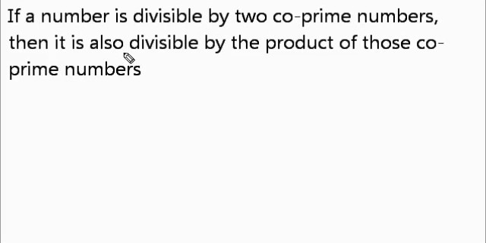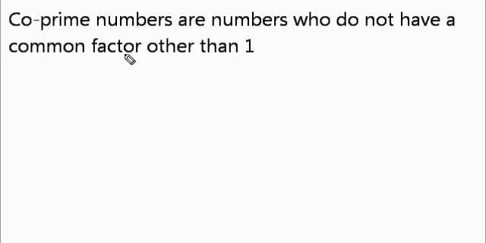It says if a number is divisible by two co-prime numbers, then it is also divisible by the product of those co-prime numbers. Let's remember what we spoke about co-prime numbers. Co-prime numbers are numbers which have no common factor other than 1. So 4 and 5, they are co-prime numbers.